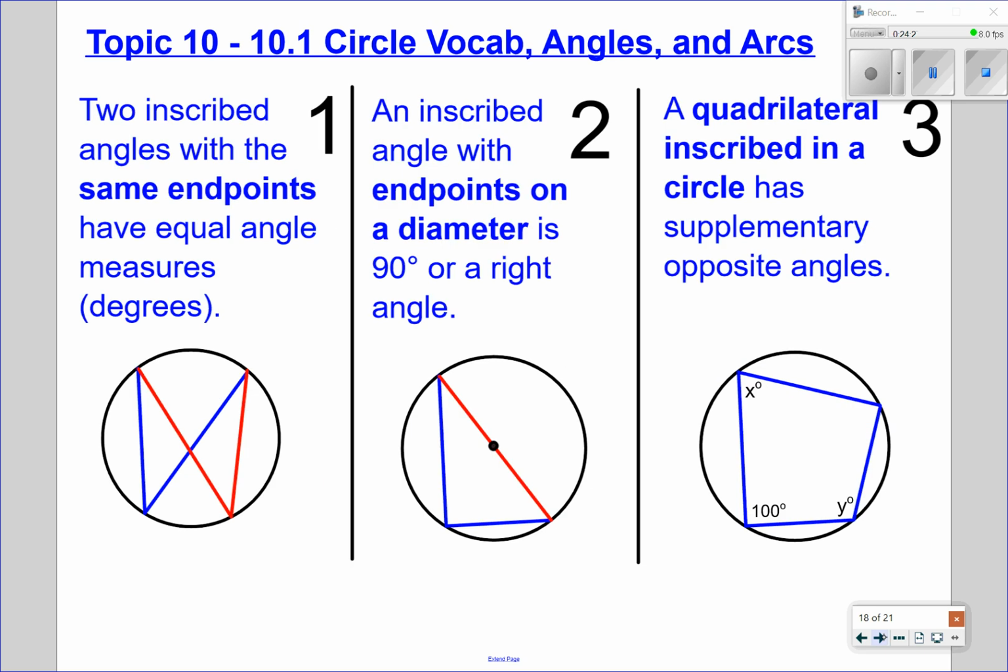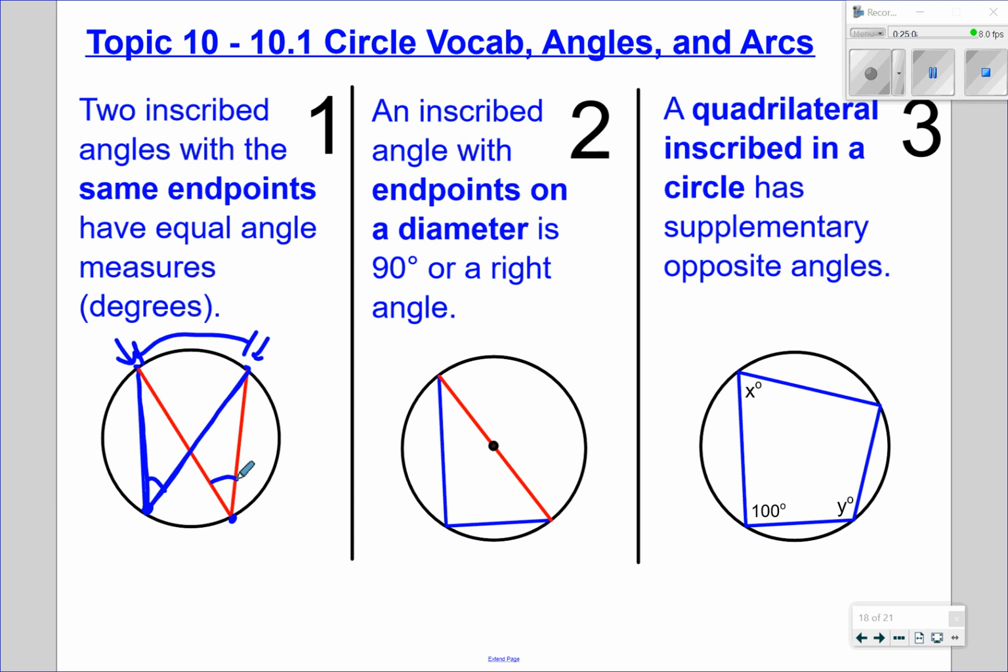Using that idea, we can work through a couple of other shortcuts, if you will, to solving for inscribed angles, central angles, that kind of stuff. Our first big idea says that if we have two inscribed angles with the same endpoints, so our blue angle reaches up here and here, this is an endpoint, this is an endpoint, our red angle also reaches up to this endpoint and this endpoint, meaning that they share the same intercepted arc. Well, if they share the same intercepted arc, that means that both of these angles will be half of that intercepted arc, so they must be congruent.